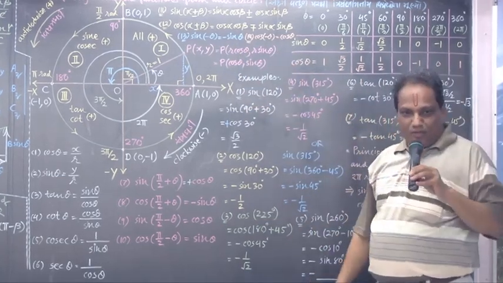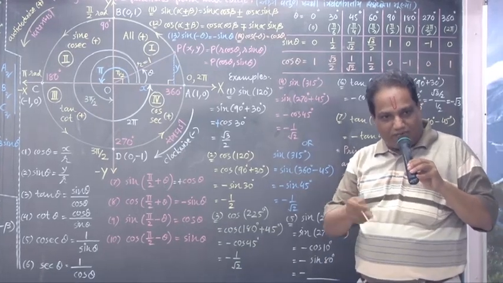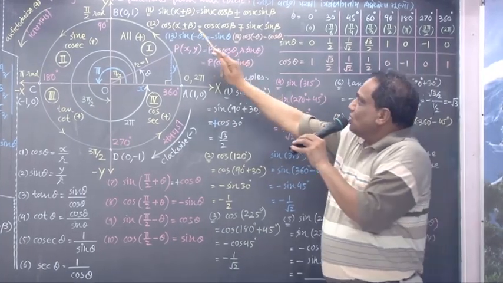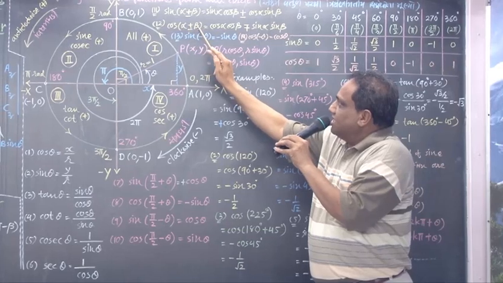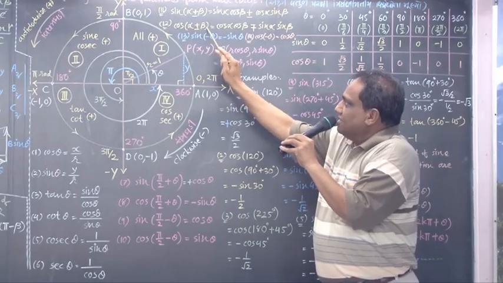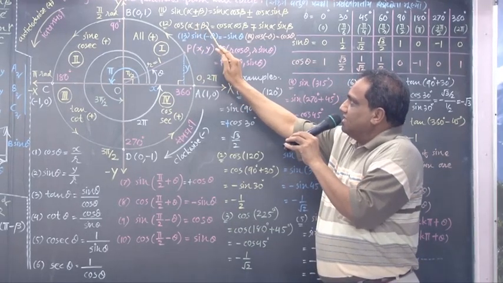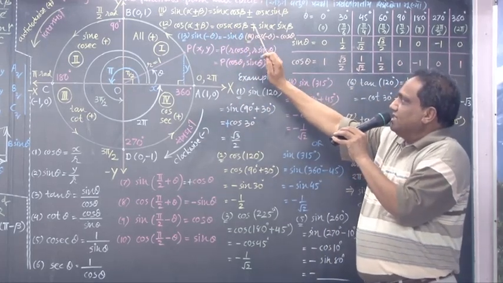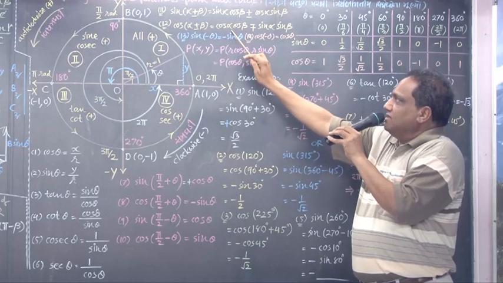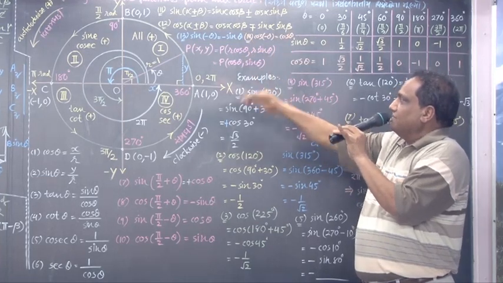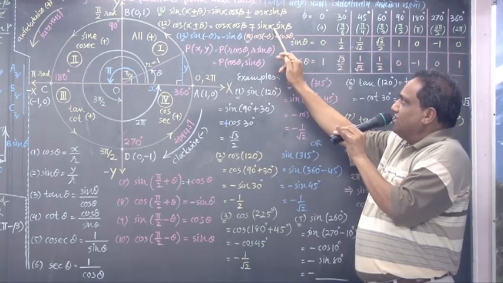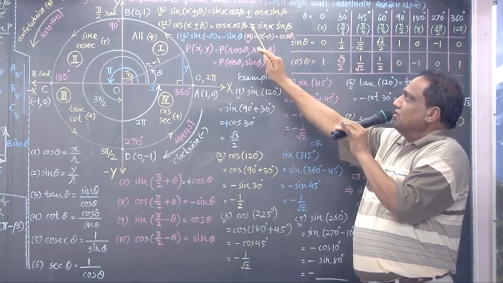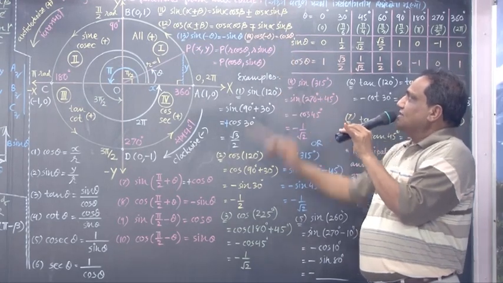Similarly, cos of minus theta. You will take minus theta as 0 minus theta. So cos of 0 minus theta. This is 0 and this is theta. So cos 0 is 1 and cos theta. Fine. But when you take alpha equal to 0 here, this part will be 0. So it is only cos theta.